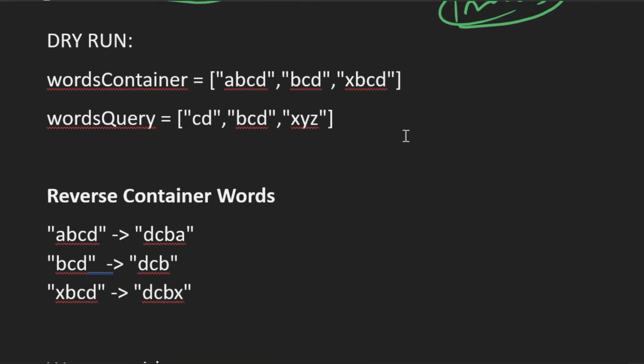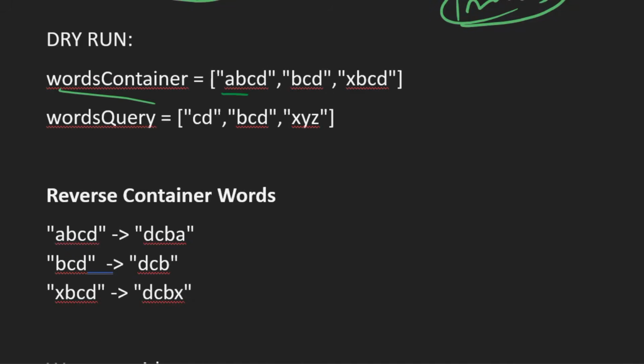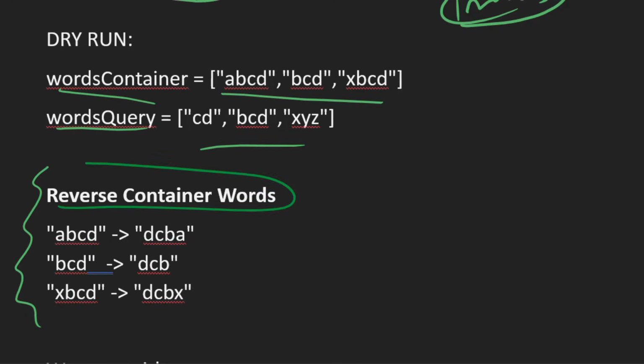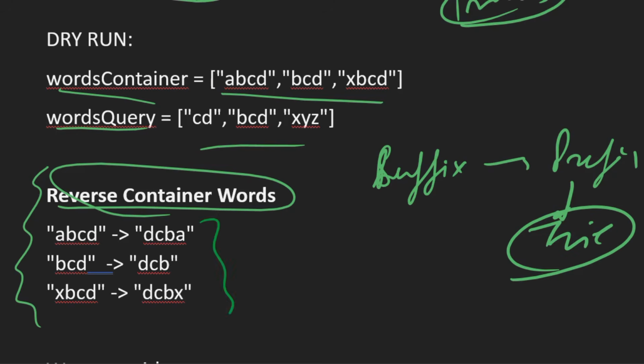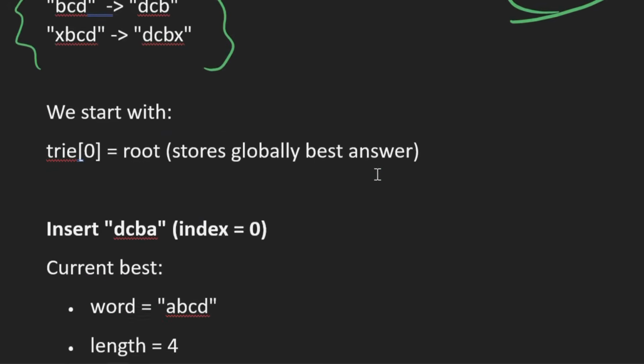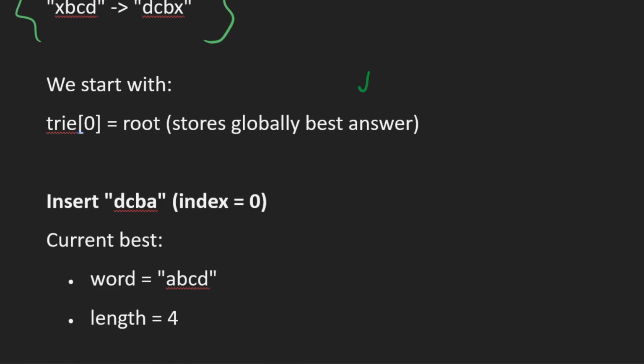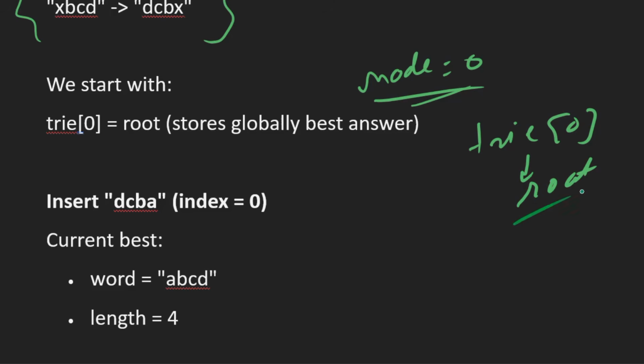So now we will try to understand the whole approach with the help of an example. Word container has these strings and word query has this string. First of all, we reverse all the container words, because we are converting the problem from suffix to prefix, so that we can use the trie data structure, right? So we have reversed all the strings. Then we start with initially node value equal to 0. So we make trie of 0. Trie of 0 will be our root node, so it will store the globally best answer.